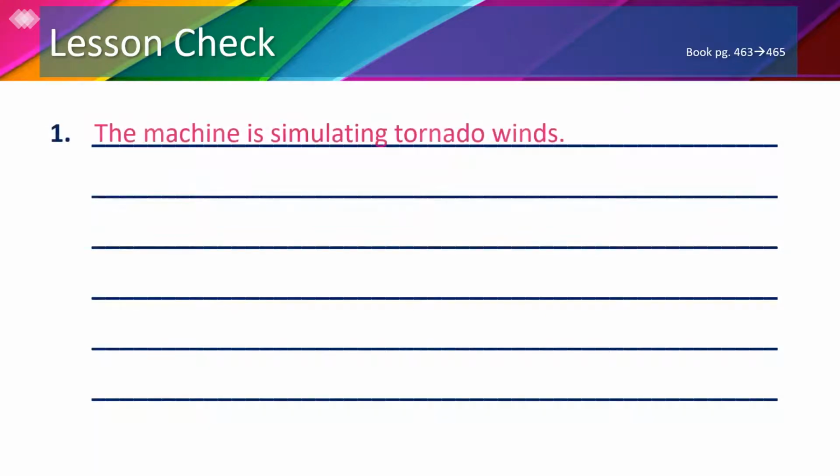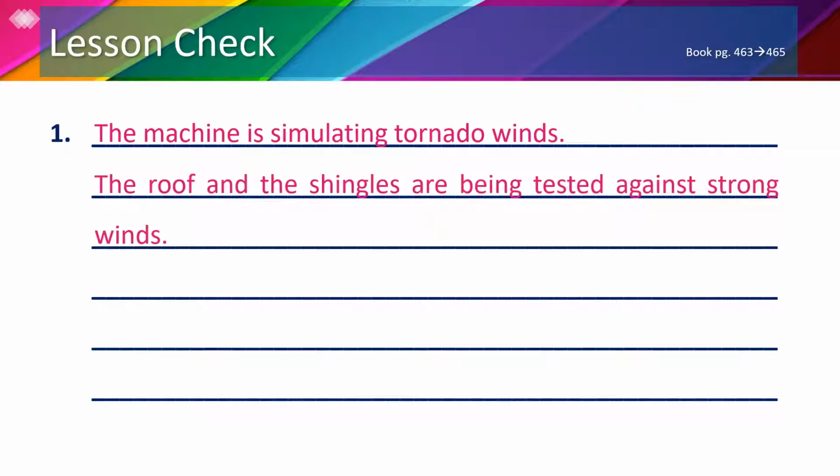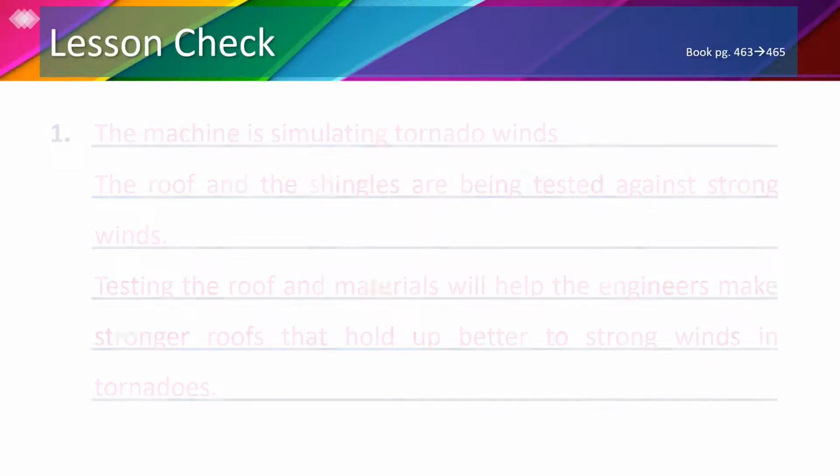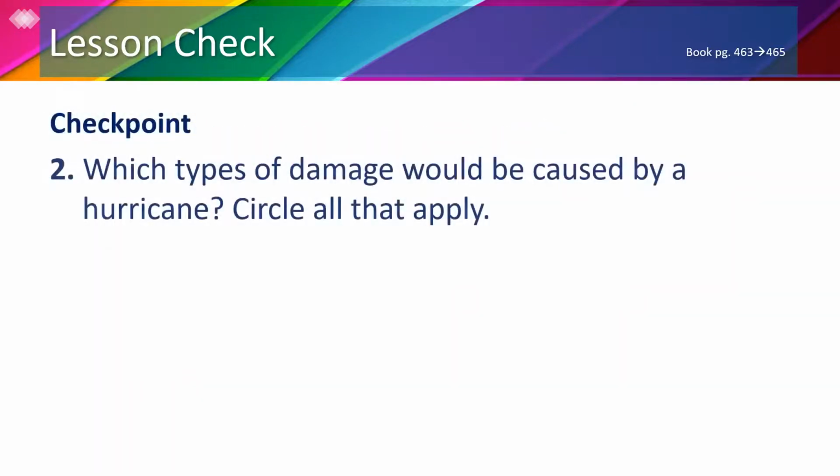The machine is simulating tornado winds. The roof and the shingles are being tested against strong winds. Testing the roof and materials will help the engineers make stronger roofs that hold up better to strong winds in tornadoes.